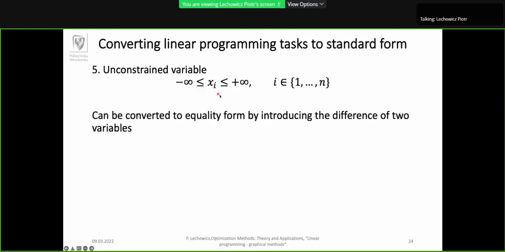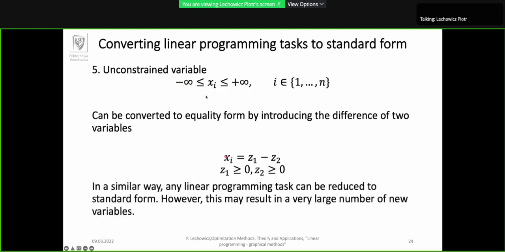And if we have unconstrained variables, so it can take any value from the right hand side, so the plus infinity or minus infinity. We can also convert it to equality form by introducing the difference of two variables. So let's assume that xi is equal to z1 minus z2, both of them are greater or equal than 0, and we can assign any value for them. So by such two variables, we can obtain plus or minus infinity, so any value for the xi.